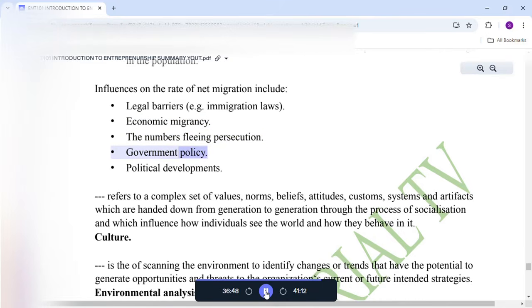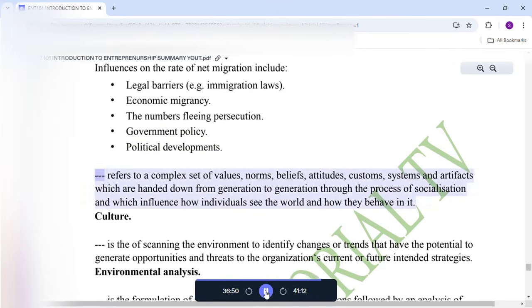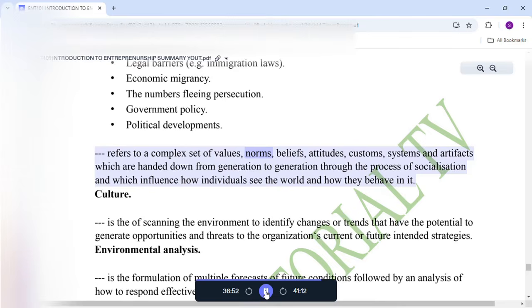Culture refers to a complex set of values, norms, beliefs, attitudes, customs, systems, and artifacts which are handed down from generation to generation through the process of socialization and which influence how individuals see the world and how they behave in it.